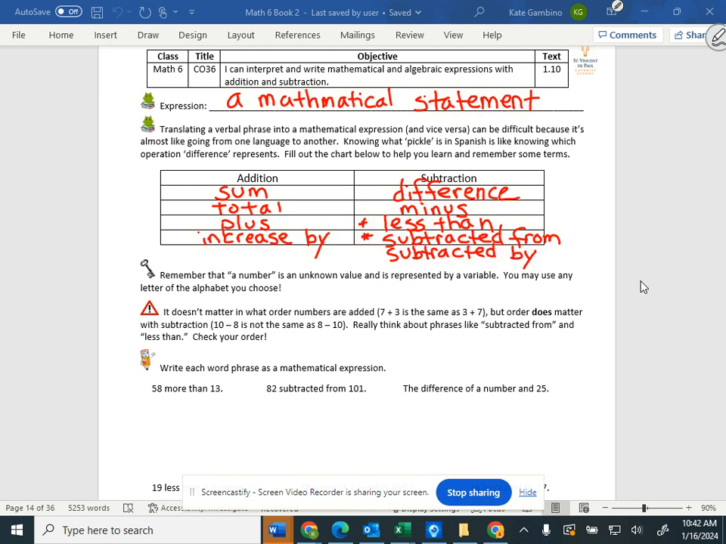So, subtracted from and less than. We're going to see how those work. I'm going to scroll up.